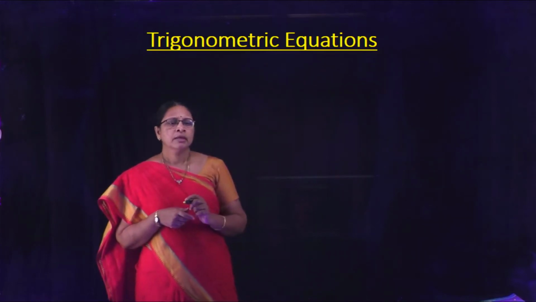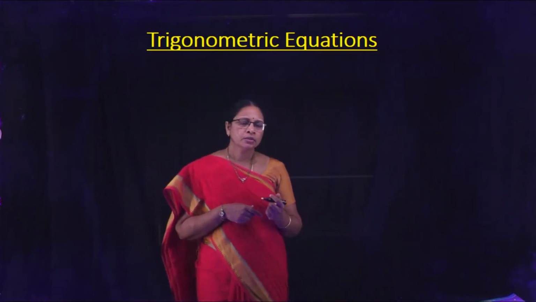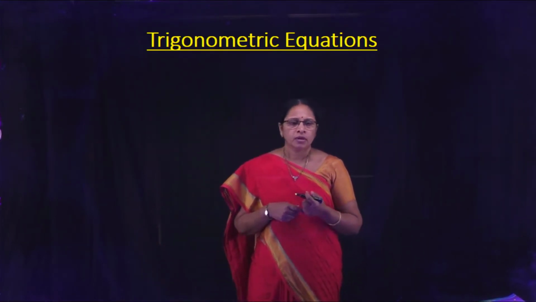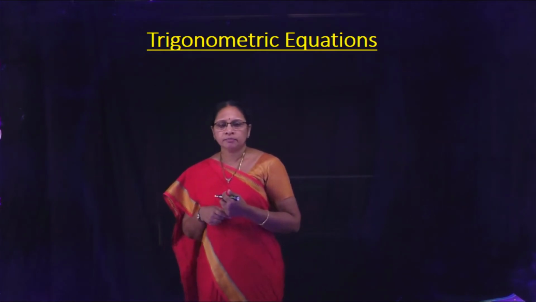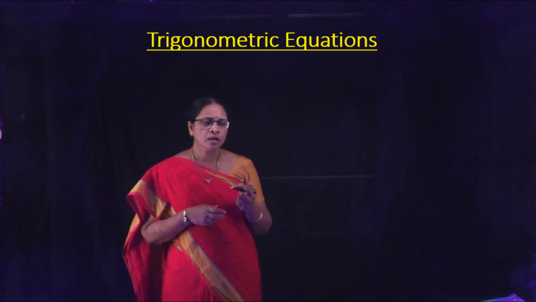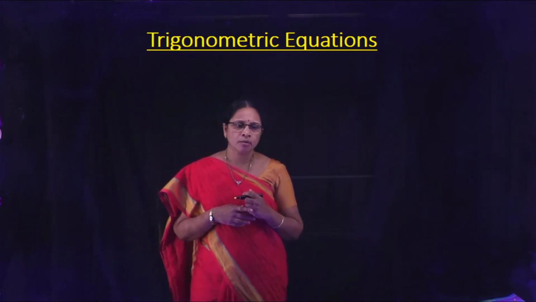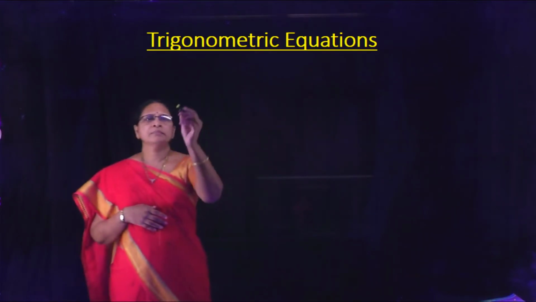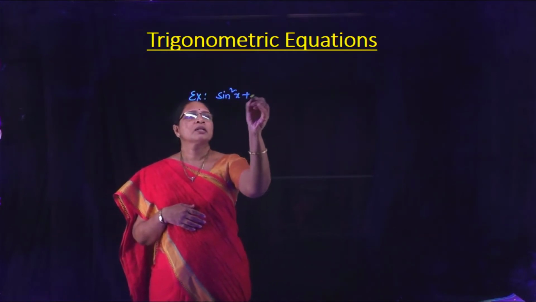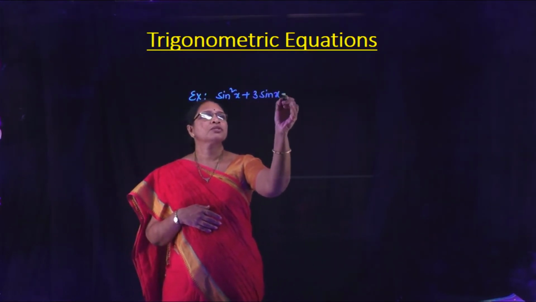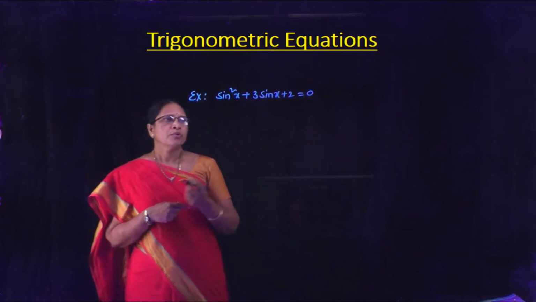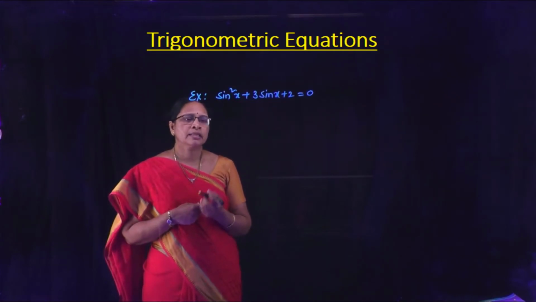Hello everyone. In this session, I would like to explain the concept of trigonometric equations. What is a trigonometric equation? An equation involving a trigonometric function of an unknown angle is called a trigonometric equation. For example, sin squared x plus 3 sin x plus 2 is equal to 0. From this equation, we can find the solution for x.